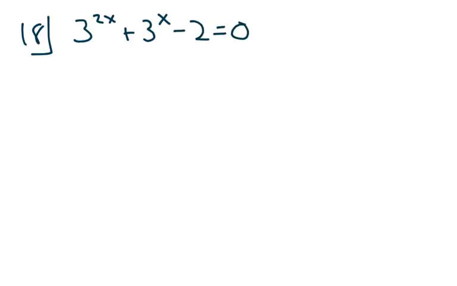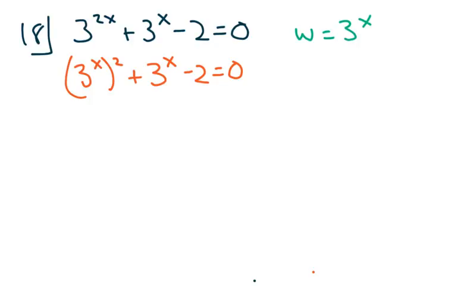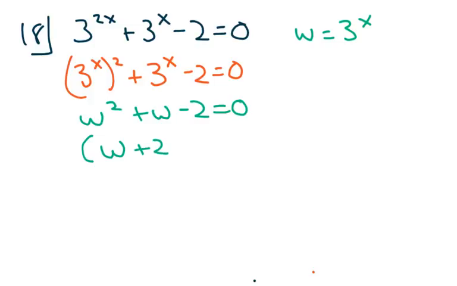Okay, we have problem 18: 3 to the 2x plus 3 to the x minus 2 equals 0. I'm going to rewrite this as usual. I'm going to let w equal 3 to the x. So we have w squared plus w minus 2 equals 0. When you factor, you get (w plus 2)(w minus 1) equals 0. And so we have w equals negative 2 and 1.